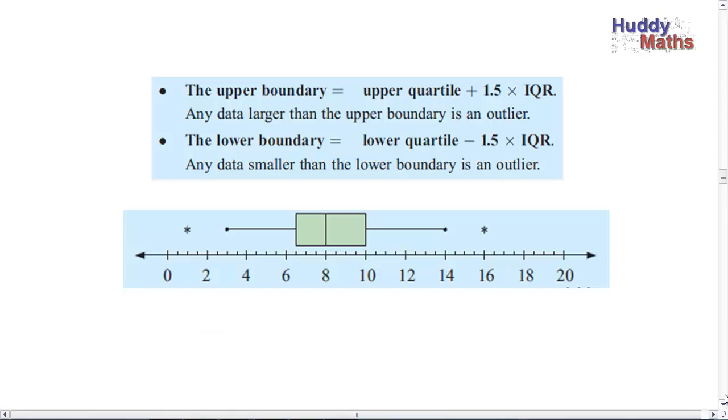Okay, so here's the rule. How far above the data set can you go, the upper boundary? You go to the upper quartile, and then you add 1.5 times the interquartile range. So what they're saying is how far this way do you have to be too far, and therefore call that measurement an outlier. You go to the upper quartile, top of the box, and you add 1.5 times the interquartile range. What's that? The length of the box.